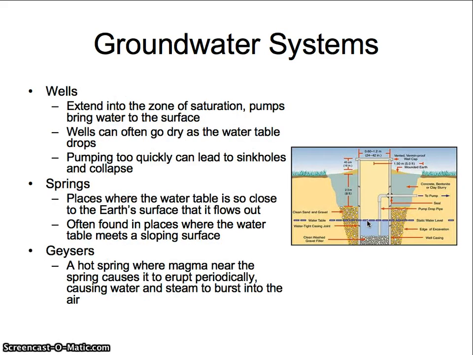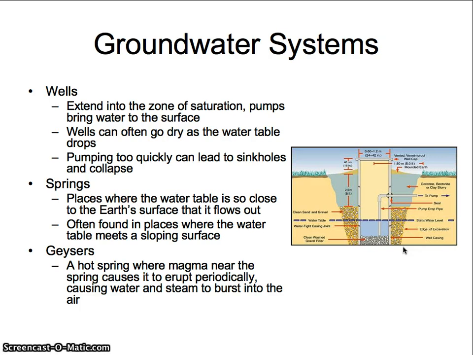So when we talk about groundwater systems, we talk briefly about wells. Wells extend into the zone of saturation. So here's an example of a well. You end up drilling down into a zone of saturation. Here's the water table in purple. And it pumps up water into your house. And the pump goes all the way down to the zone of saturation. Wells can go dry if that water table drops. So if this water table were to drop way down, that well would go dry. Pumping too quickly can also lead to sinkholes and collapse of the soil around it.